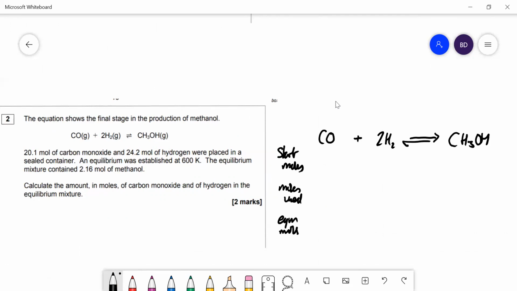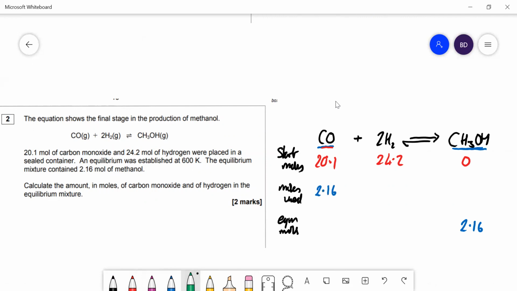Okay, start moles, we've got 20.1 carbon monoxide, 24.2 hydrogen, and we haven't got any methanol. At equilibrium, you've got 2.16 moles of methanol. Well, look, 1 mole of carbon monoxide gives you 1 mole of methanol. So, sorry, 20.1, I should say, not 2.1. So, 1 mole of carbon monoxide gives you 1 mole of methanol. So that means the moles used up is going to be 2.16 as well. So to make 2.16 moles of methanol, you must have used 2.16 of this.